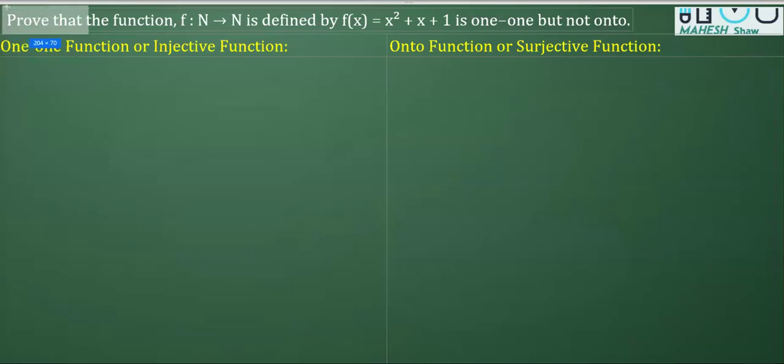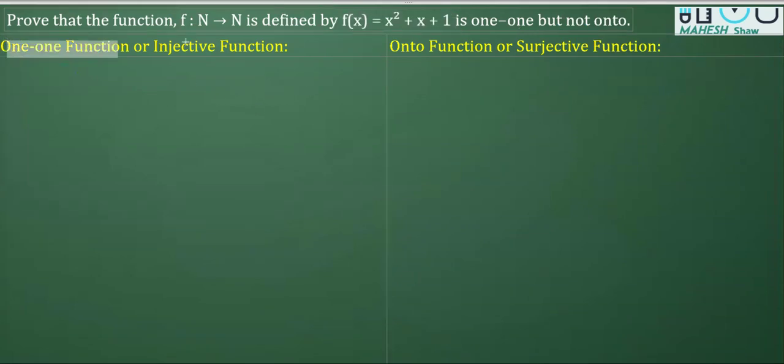In this question, we have to prove that the function f defined from N to N, that means the domain is all natural numbers and the range is also all natural numbers, and the function is defined as f(x) = x² + x + 1. We have to show that it is one-one, but not an onto function.